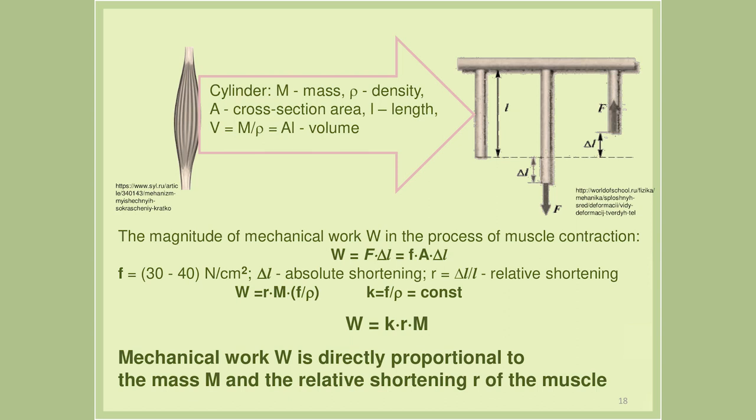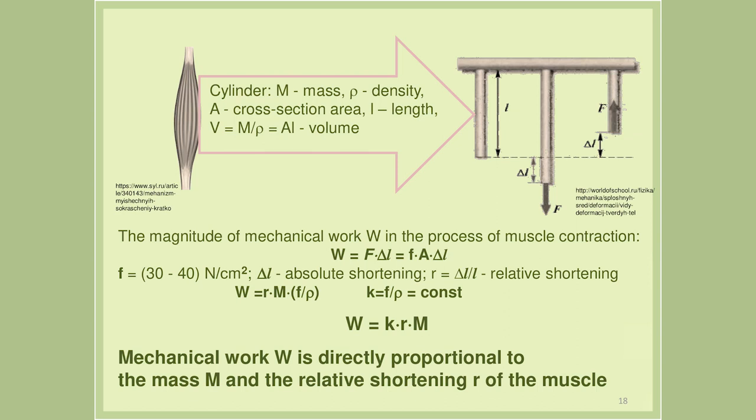The relative shortening is one more muscle contraction characteristic. It is the ratio of the absolute shortening and the original length of the skeletal muscle. From this equation, absolute shortening may be expressed as the product of the original skeletal muscle length and relative shortening. Then the equation for the muscle mechanical work can be rewritten like this: work equals the product of these parameters. The product of the cross-sectional area and the original length of the skeletal muscle may be considered as the cylinder volume, which can be expressed by the muscle tissue mass and the muscle tissue density.